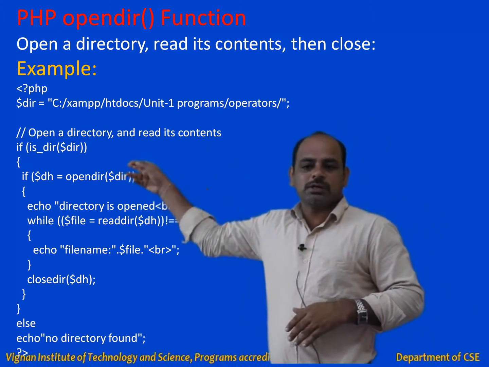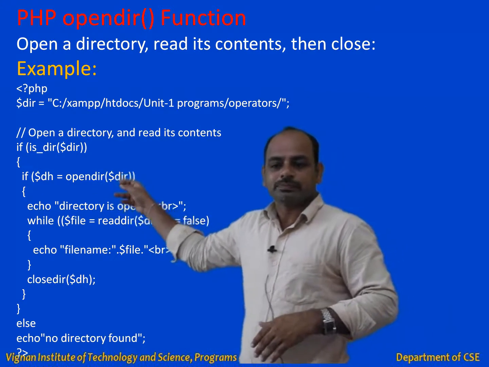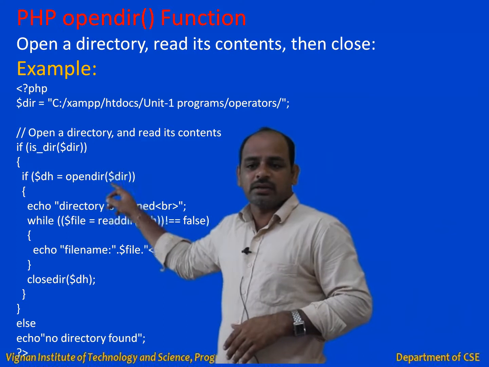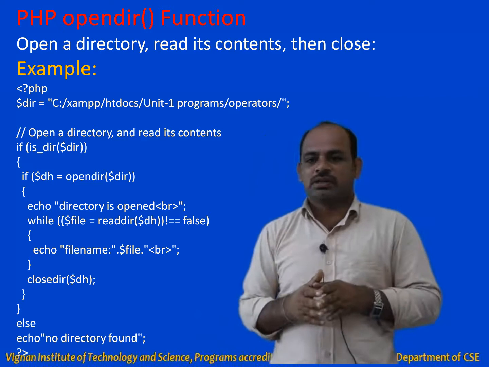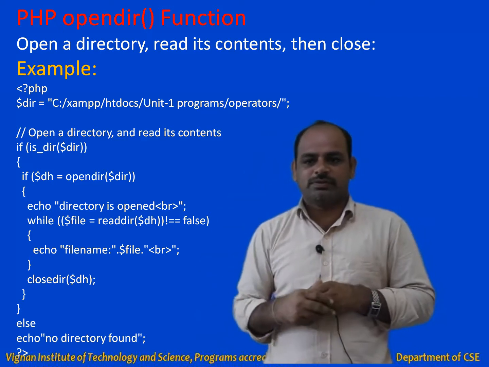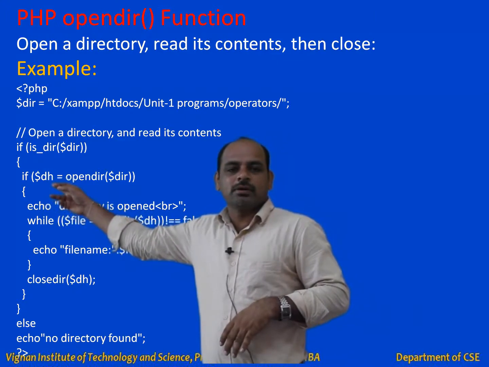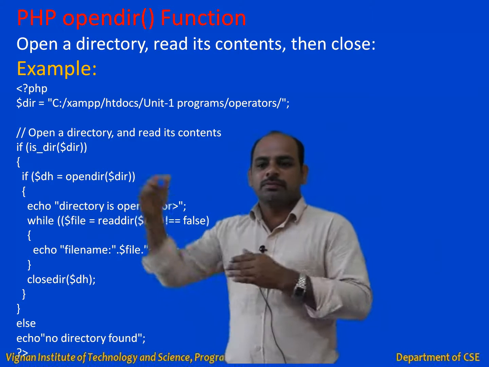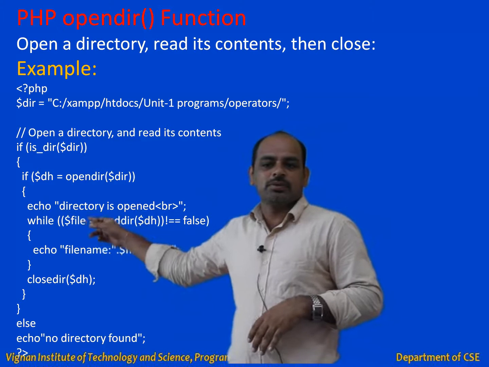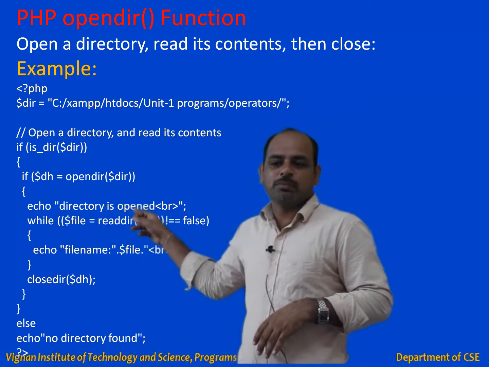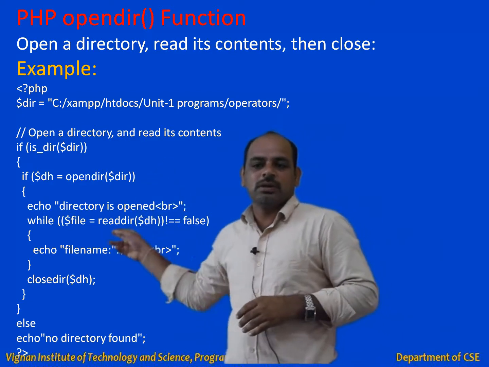Once the directory exists, next dh is equal to opendir of dir. This opendir function will open the current working directory, that is the operators folder, and dh is the directory handle, a pointer to that particular directory, which will be at the beginning of the directory. Next you can display the message echo directory is opened. Once your directory is opened, you get this message and start reading.